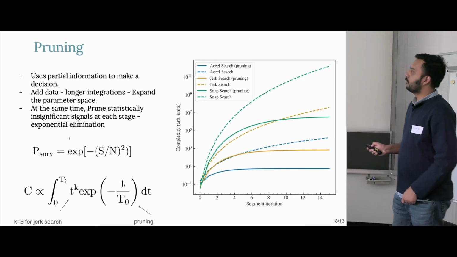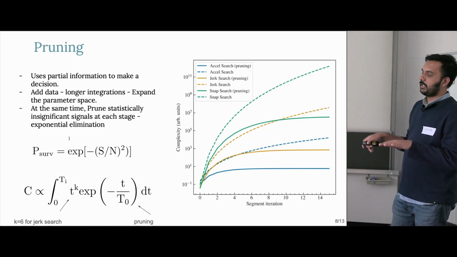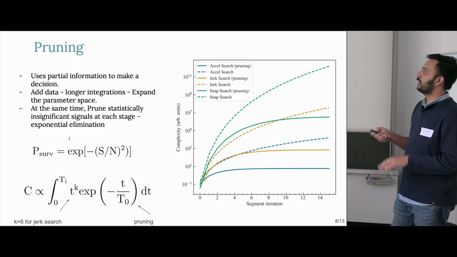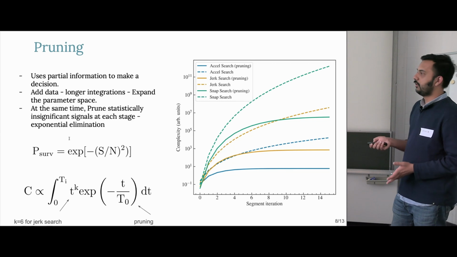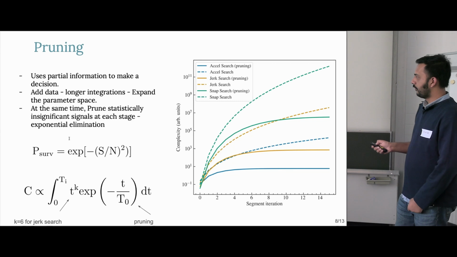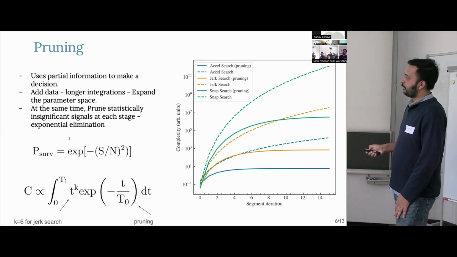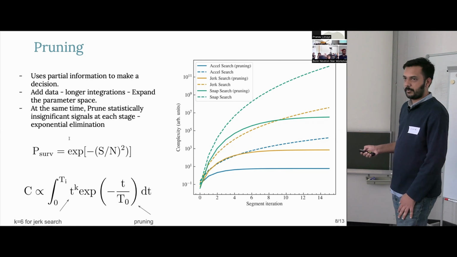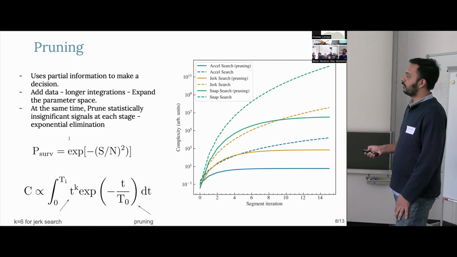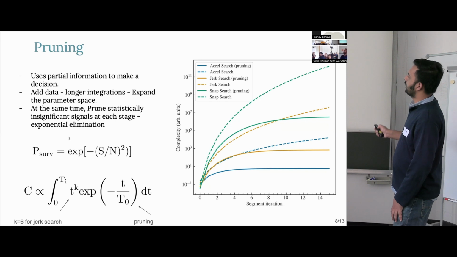So pruning, we use partial information to make a decision. We keep adding data, but at the same time, since the signal significance has improved, we remove things which are not statistically significant. So we use a signal to noise threshold, where the survival probability is exponential in nature. So the overall complexity, instead of growing as t to the power k, will also have the elimination term, which is exponential in nature, and which helps to decrease this complexity curve by this amount.